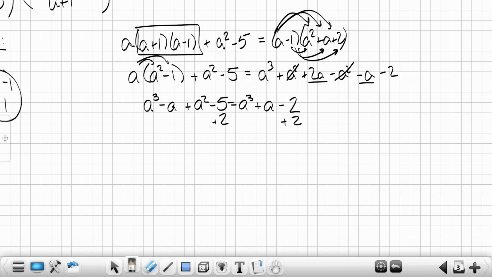Go ahead. Subtract a. Yeah. All right, Anthony, a cubed minus a cubed? Negative a minus a. Negative 2a. I'm going to move that a squared to the front. And negative 5 plus 2. Now this is factorable.